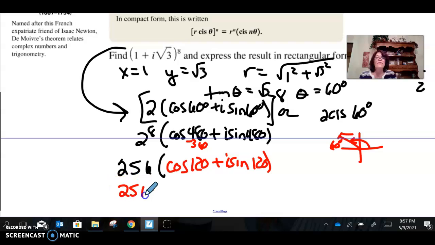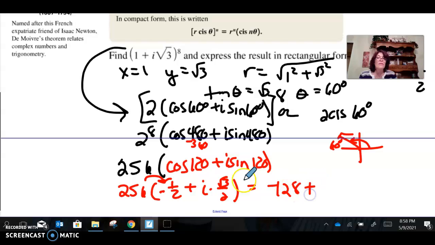So I have 256. Cosine of 120 is negative a half. And the sine of 120 is positive square root of 3 over 2. So let's take 256 times negative a half. That gives me negative 128. 256 times square root of 3 over 2 gives me 128 square roots of 3.